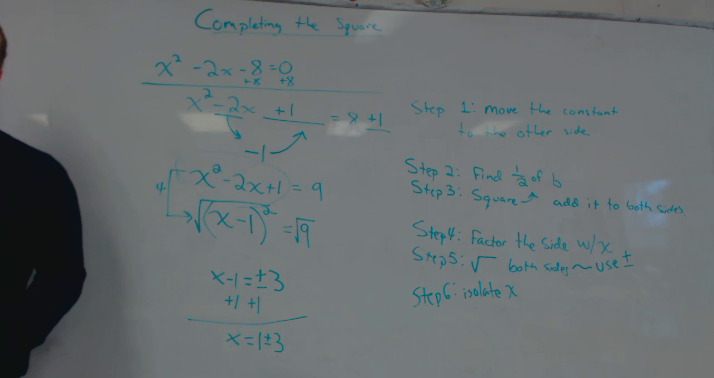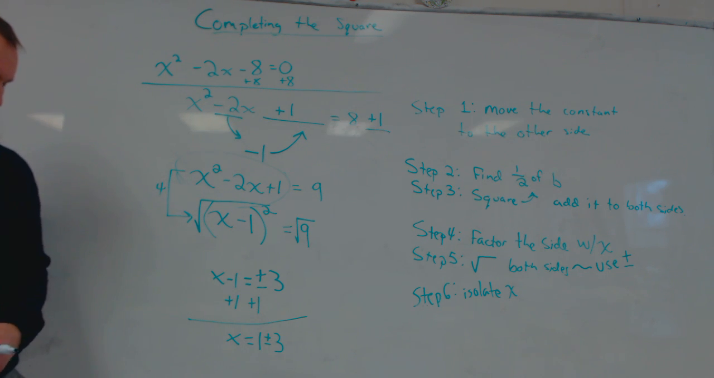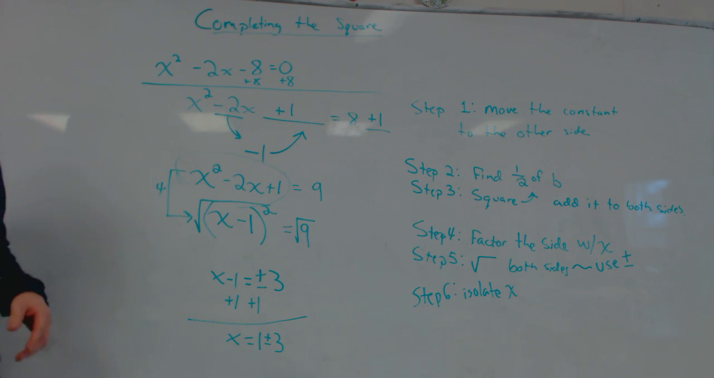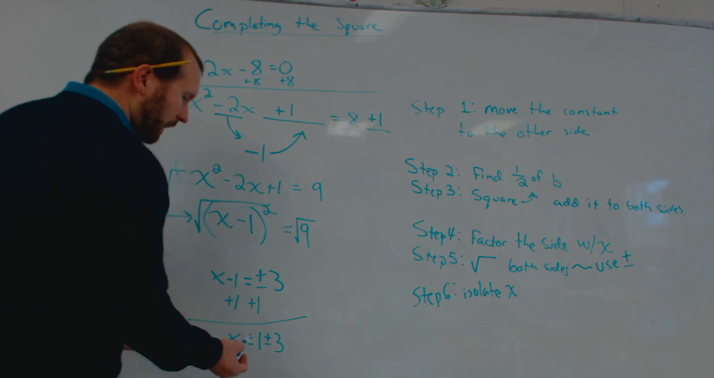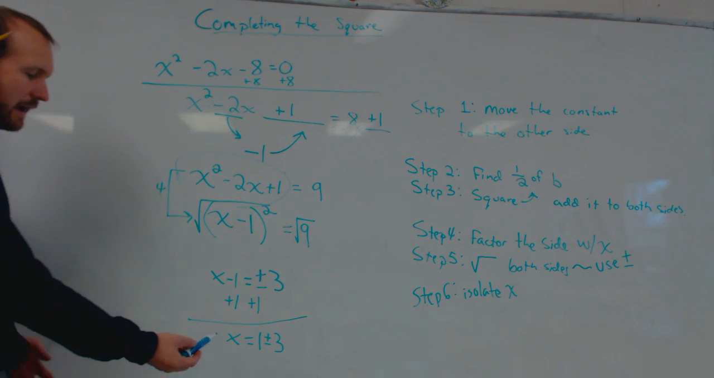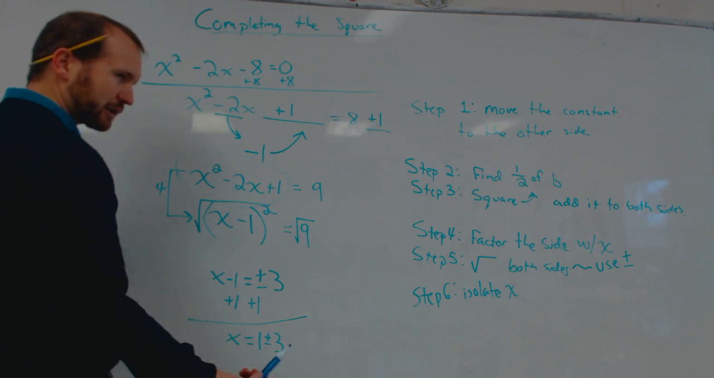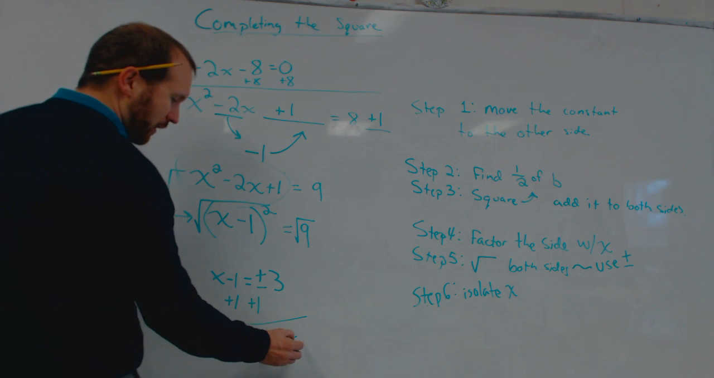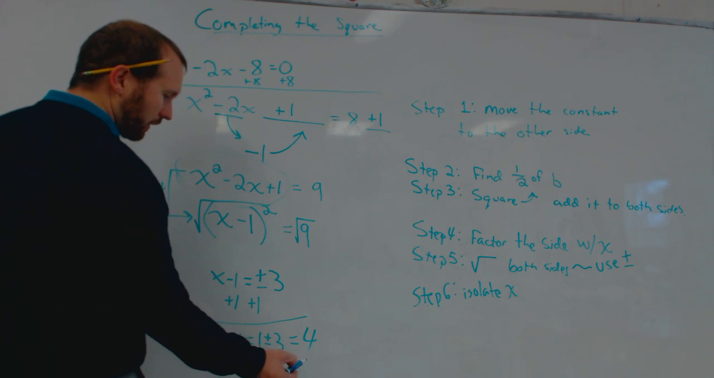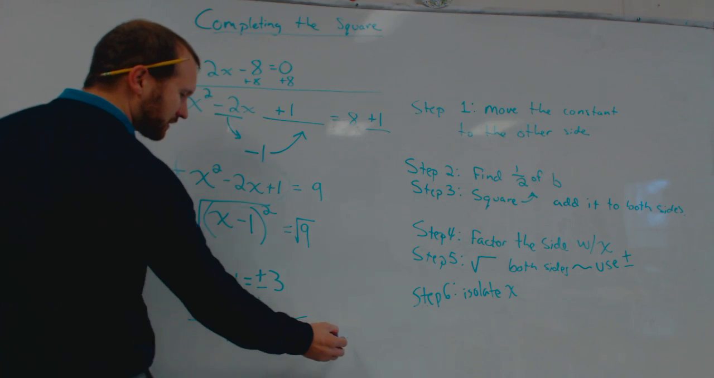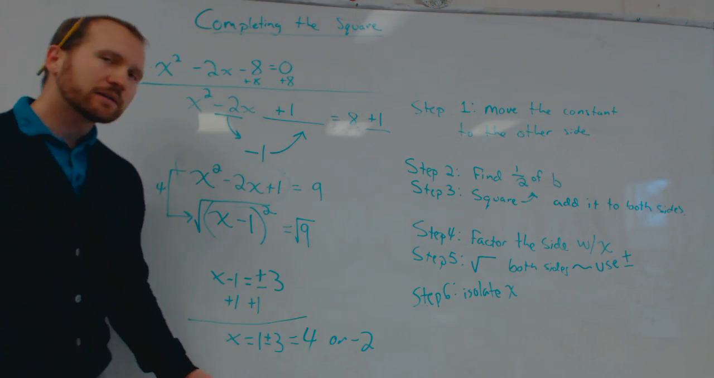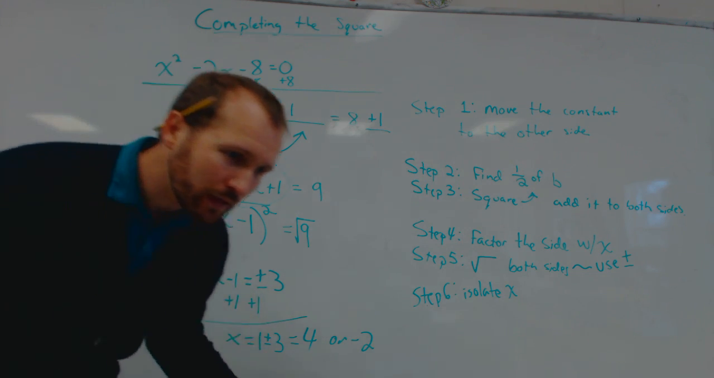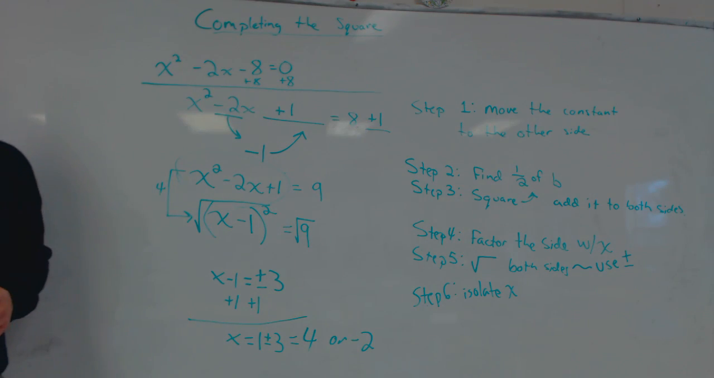Wait, I thought the answer was 4 or negative 2. Well, now I'm saying the answer is x equals 1 plus or minus 3. But it makes sense. 3 plus 1 is 4, and then 1 minus 3 is negative 2. I'm not done, right? x equals 1 plus or minus 3. Well, I know what 1 plus or minus 3 is. 1 plus 3 is 4, or 1 minus 3 is negative 2. So I got the same answers, 4 or negative 2. But yeah, this is so much harder.